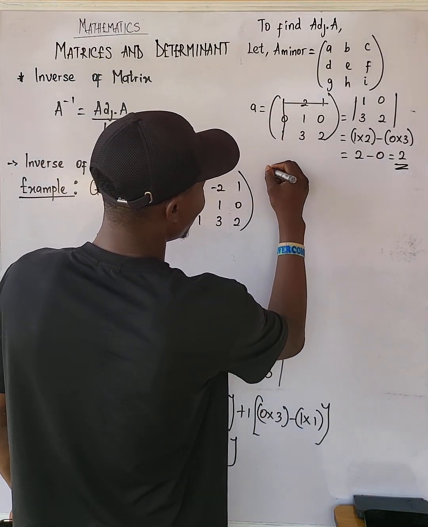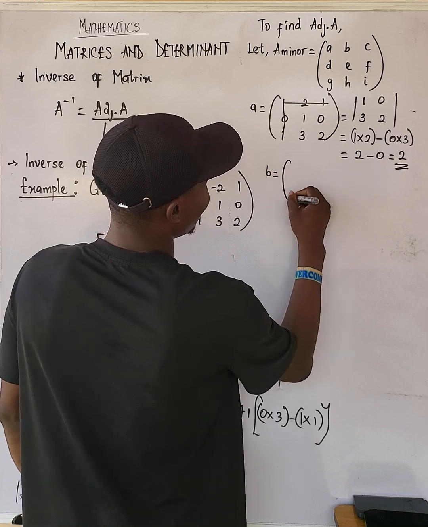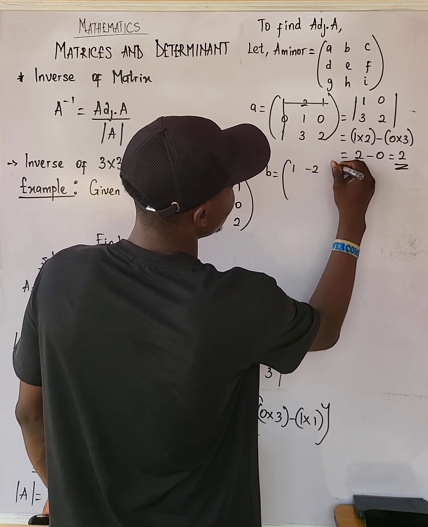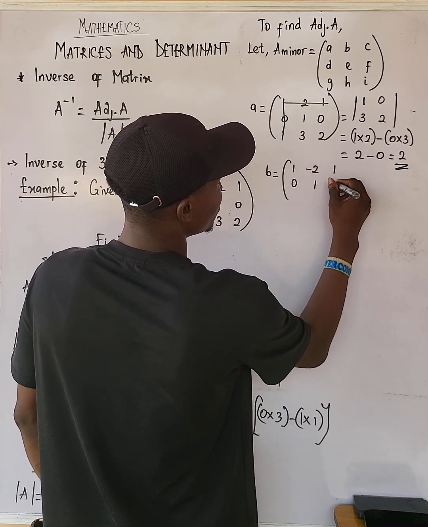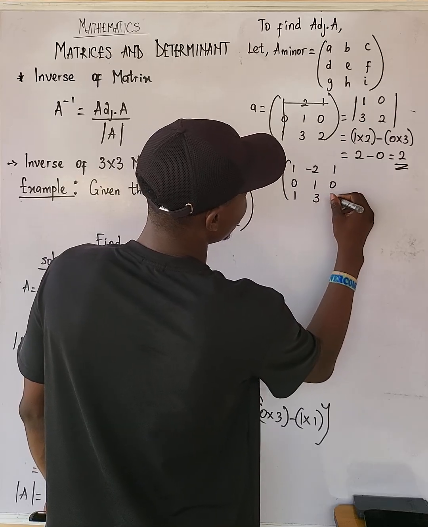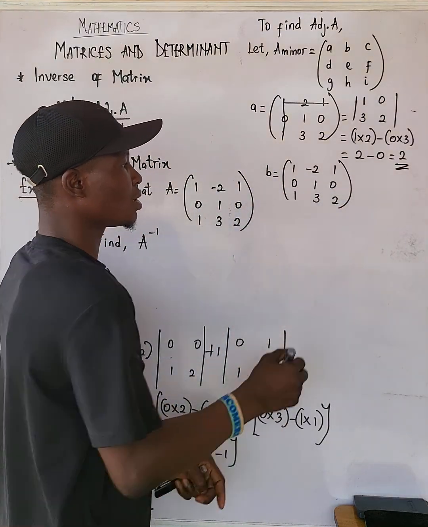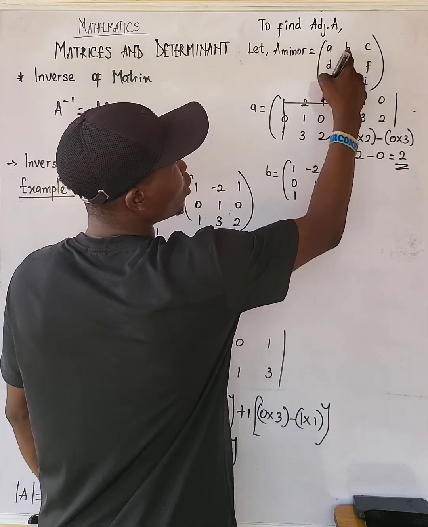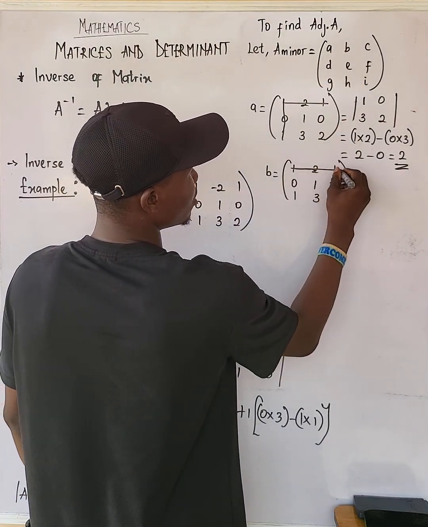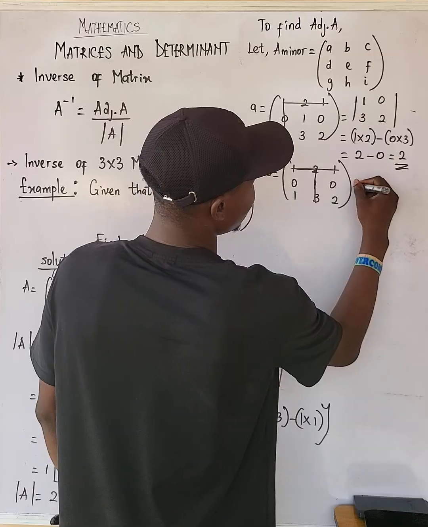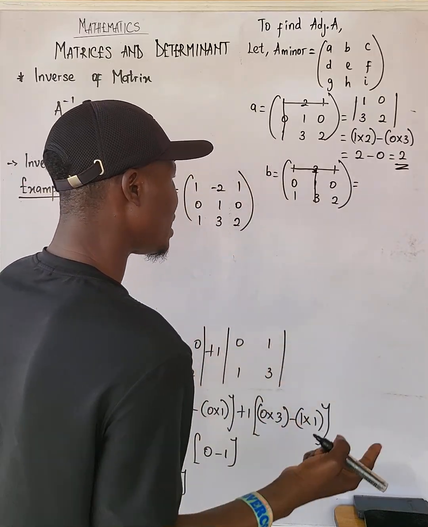I don't know why you people want to stress me to do this thing. That's 1, minus 2, 1, 0, 1, 0, 1, 3, 2. So you rewrite the question again.